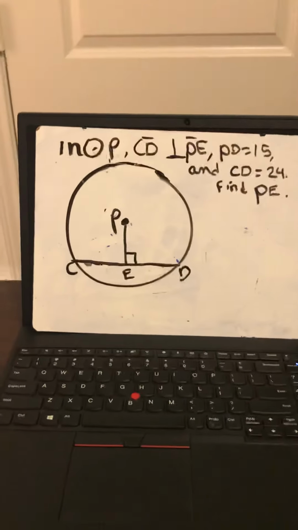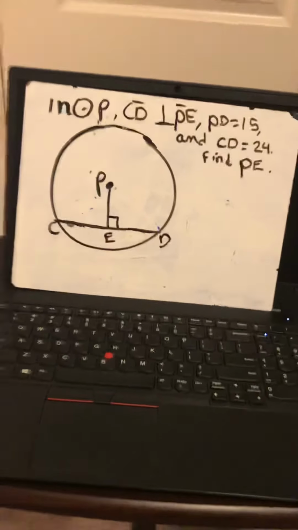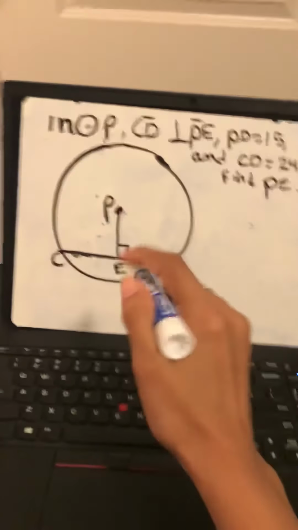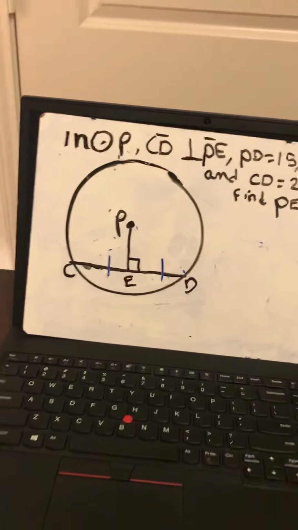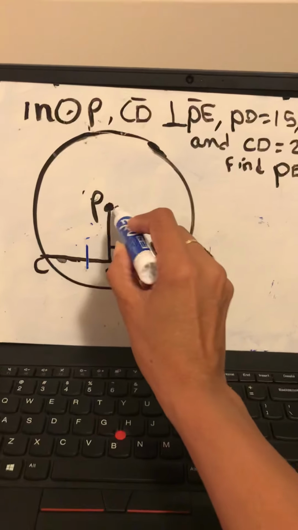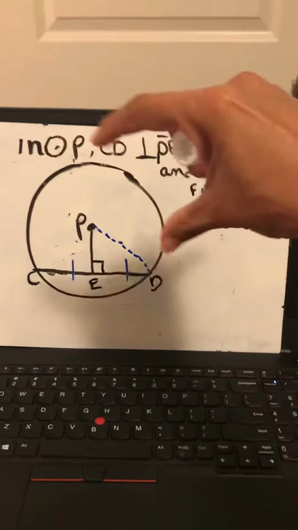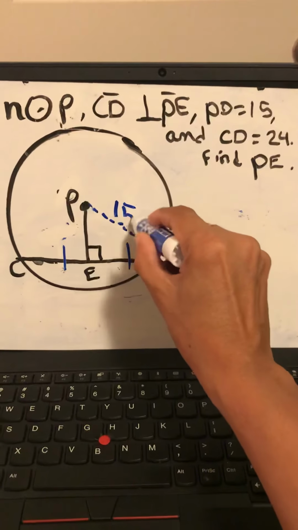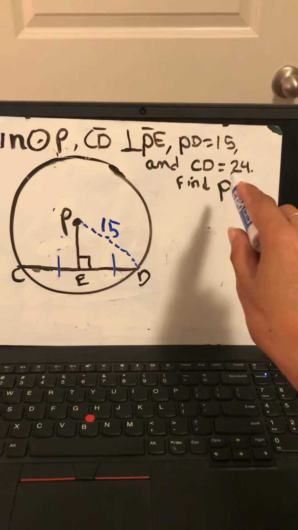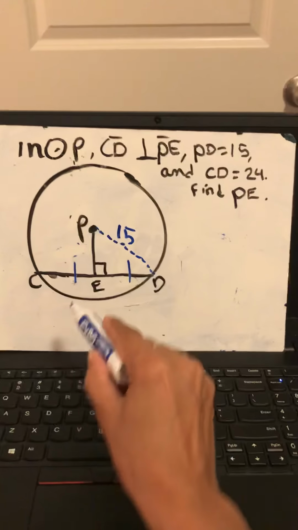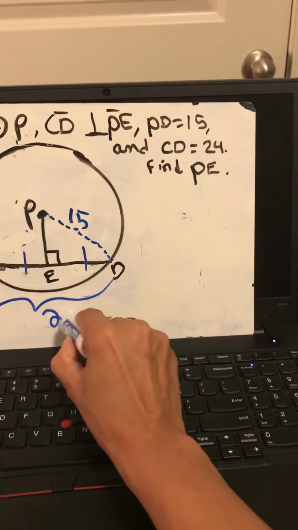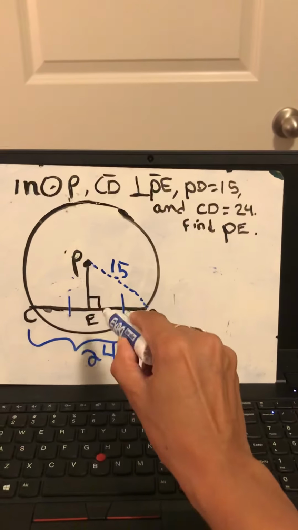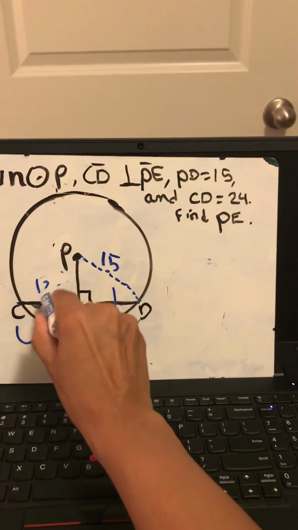So you start putting in the information that you know and what they're giving us. We know that PE is a perpendicular bisector, which means these two pieces must be congruent. And then PD, I'm going to put this line right here. Sometimes you have to draw it yourself, sometimes it's there. PD is 15, so I'm just filling in the blank. And then CD is 24. CD is being cut in half. The whole thing is 24, but because PE is the perpendicular bisector, these two pieces are equal to 12.